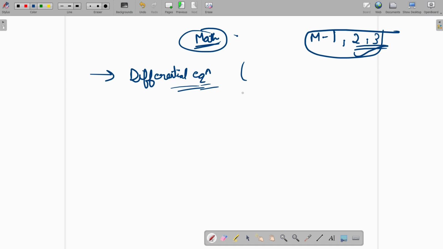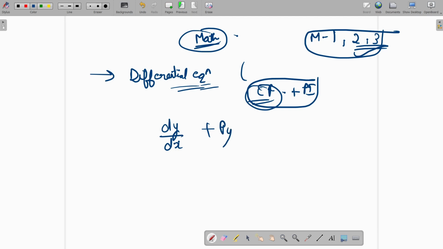CF plus PI, if you calculate the complementary function, you should know how to calculate it. For this in differential equations, some questions come on this aspect: dy/dx plus Py is equal to Q. So this is a part of the integrating factor. How do we calculate the integrating factor? e to the power integral P dx, we calculate.